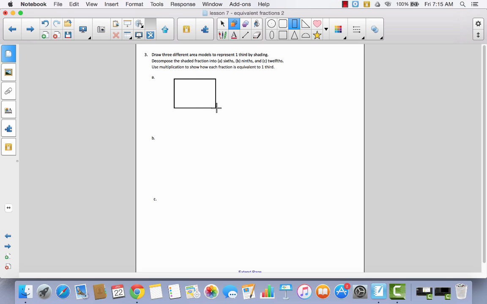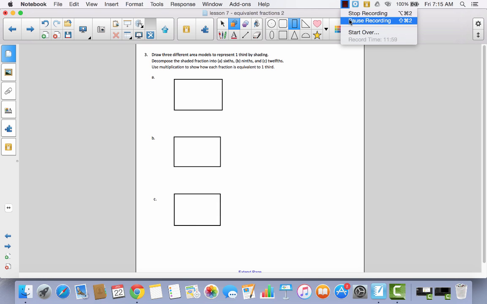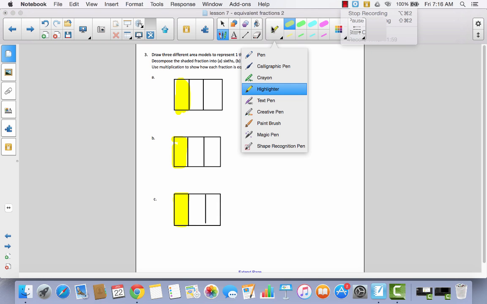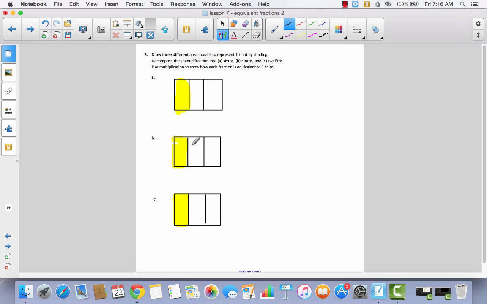I'm just going to draw 1/3 3 times and shade 1 out of 3. I'm actually going to pause my video so you don't have to watch me do that. Okay, so now you can see that I have drawn 3 different area models representing 1/3. Now it says decompose the shaded fraction into 6ths, 9ths, and 12ths.